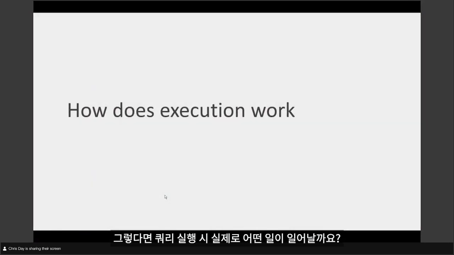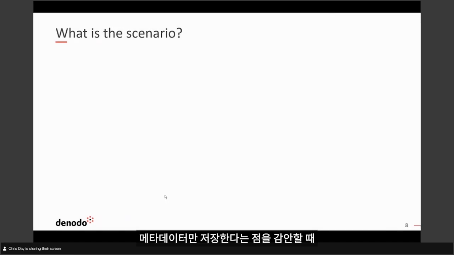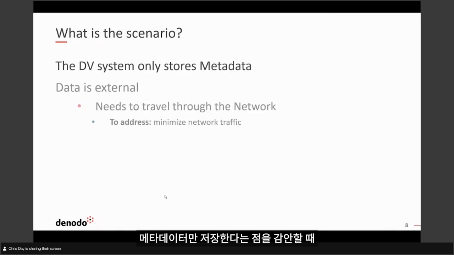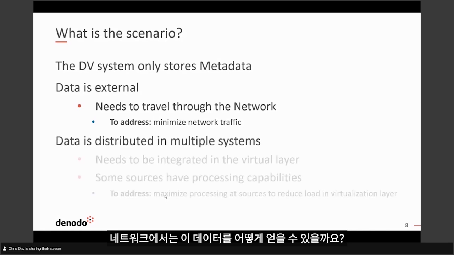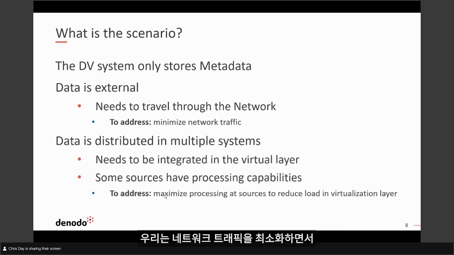So what's actually happening under the covers? Given that we're only storing metadata, how do we get that data from across the network? So we're minimizing the network traffic and leveraging all of the capability that's available within the information landscape.